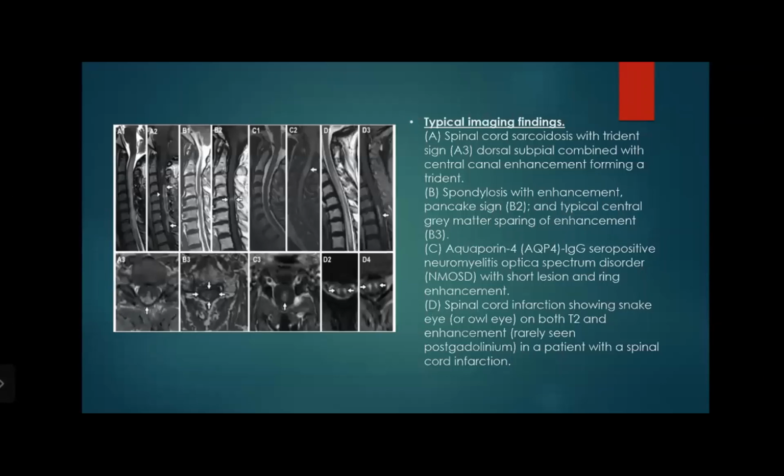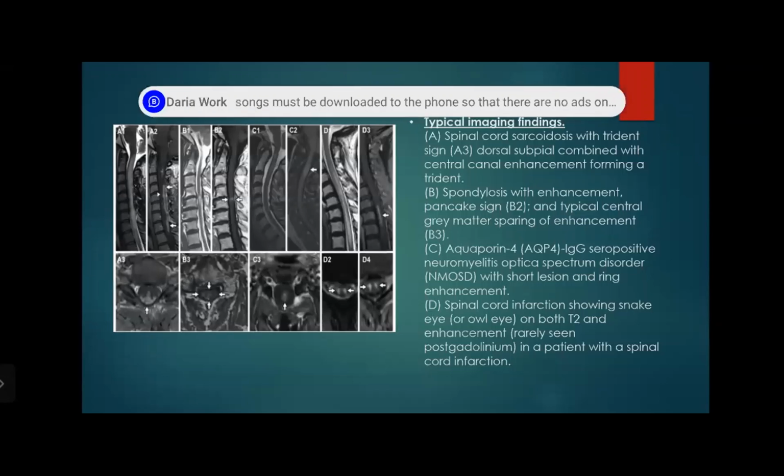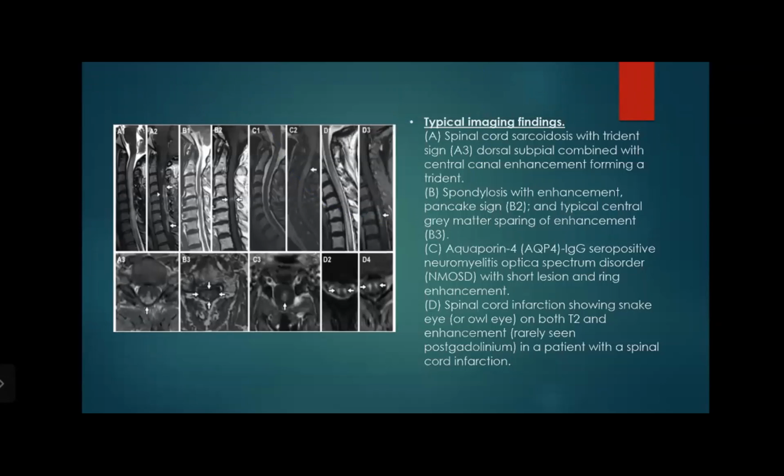I found some scans of sarcoidosis lesions. In the first figure you can see spinal cord sarcoidosis with the trident sign, with the dorsal subpial enhancement combined with central canal enhancement forming the trident. Then there is spondylolysis with an enhancement, the pancake sign, which can be seen in B2, with typical central gray matter sparing of the enhancement.